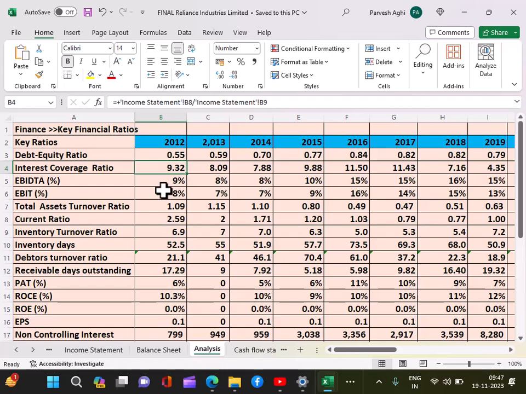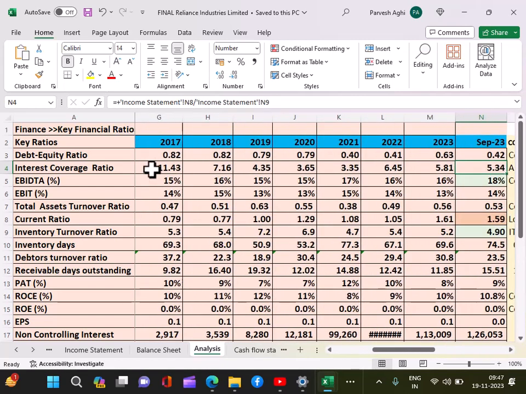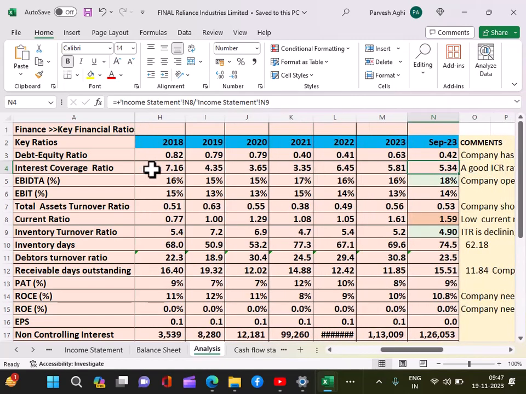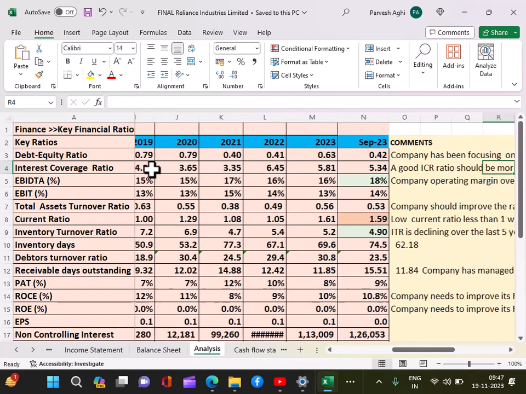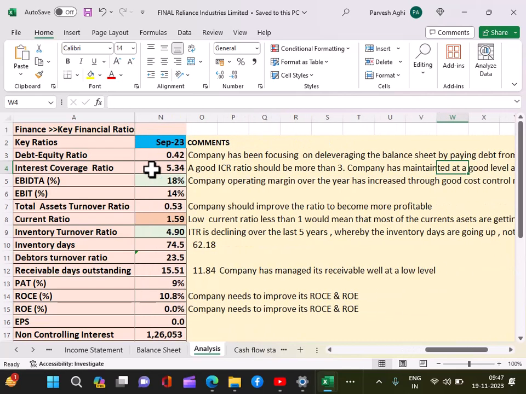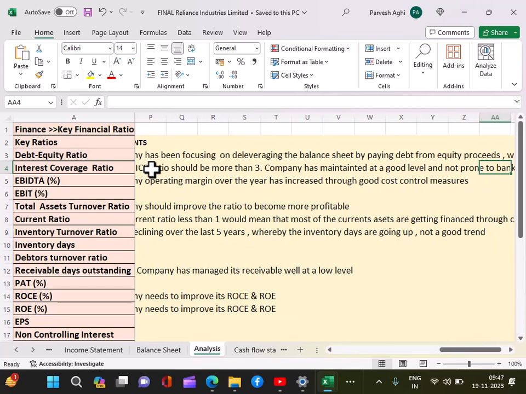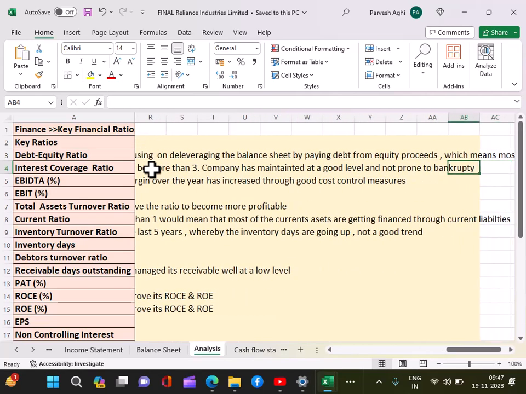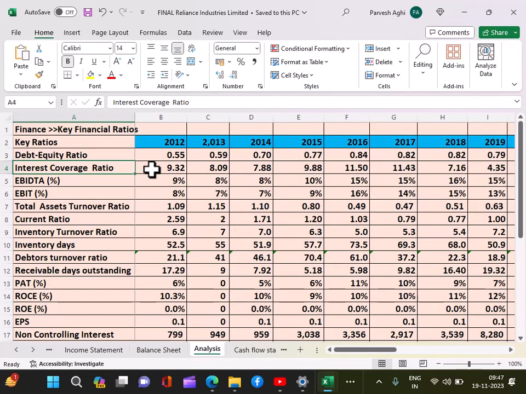Now coming to the interest coverage ratio. Interest coverage ratio was 9.32 to start with, and then it became 8, and now it is 5.34. A good ICR should be more than 3, which it is. The company has maintained a good level and is not prone to bankruptcy, because it has a good interest coverage ratio.